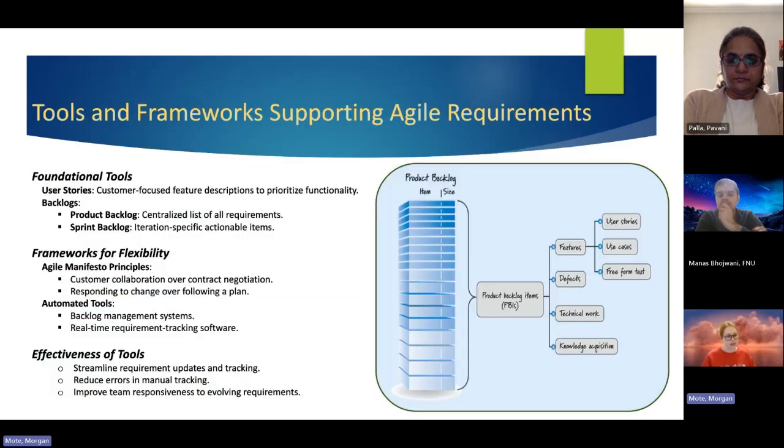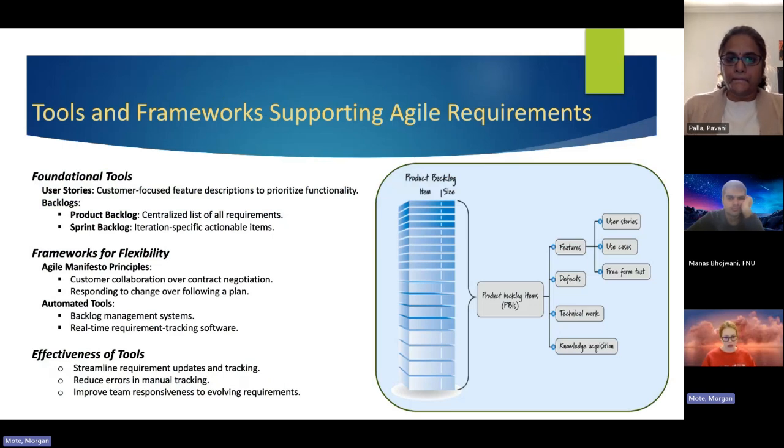And agile teams leverage a variety of foundational tools and frameworks that form the backbone of effective requirements management. These tools not only facilitate collaboration and adaptability, but also ensure that the dynamic nature of agile deployment is effectively harnessed to deliver high value outcomes. So let's delve into two of the most essential tools, which are user stories and backlogs.